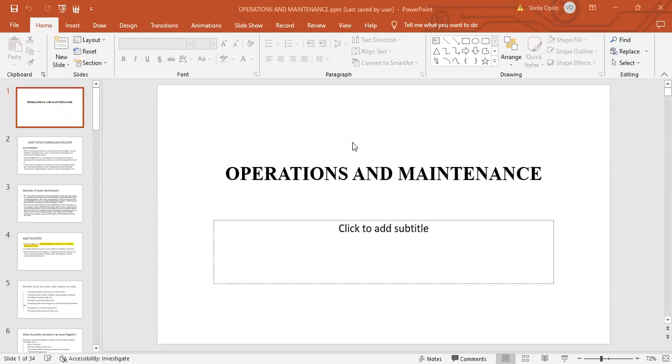So today we will be looking at the third and fourth stages of the life cycle of the asset, and this is the operations and maintenance stage. In this case, this is usually the longest stage in the life cycle of the asset, because it begins when the asset has been acquired and is in possession of the company, and it is going to be utilized in the day-to-day activities of the business.